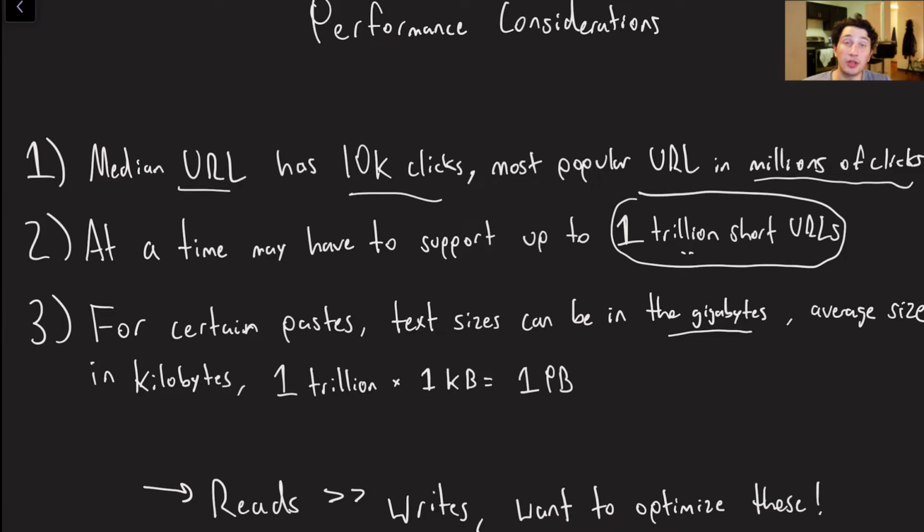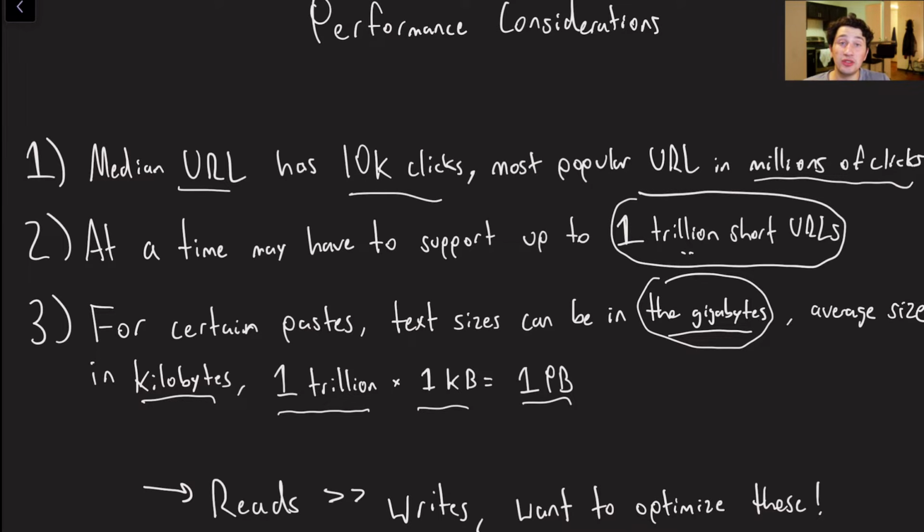And then if we're talking about PasteBin, certain pastes can actually be in the gigabytes, and others are going to be in kilobytes, probably the vast majority of those. So let's think that in that case, if we're just going to do some back of the envelope math over here, we've got 1 trillion short URLs times 1 kilobyte worth of pastes. That's going to be equal to a petabyte. And that is certainly more data than we can store on one individual system. We're going to have to be doing some partitioning at some point down the line.